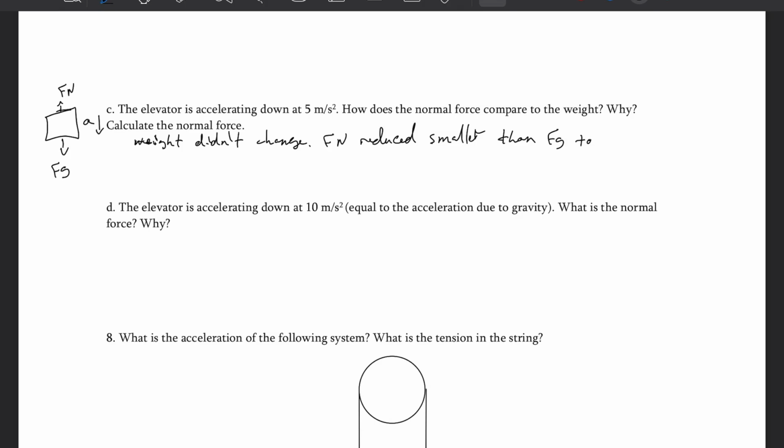Now for D, the acceleration is 10 meters per second squared. We know that's the acceleration of gravity. If it's equal to the acceleration of gravity, that means there's no other net force acting on it, or if there is, they're all balanced out, because an acceleration of 10 meters per second squared downward is free fall. So in this case, since there's only one other force, force normal, it is not reducing the net force from gravity at all. So force normal must be zero.